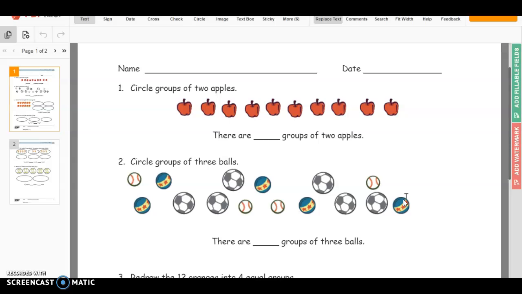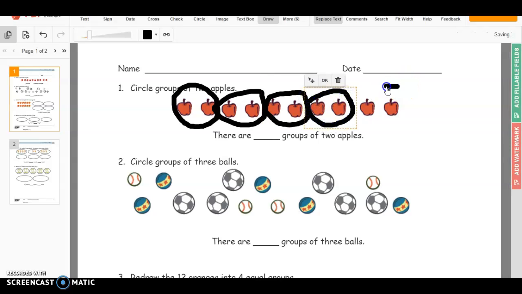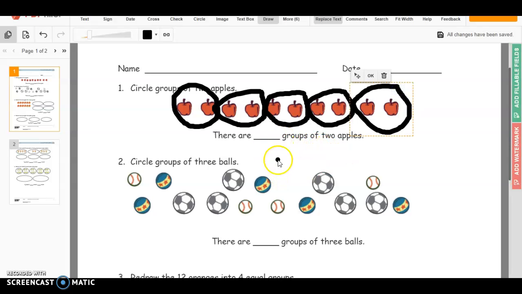groups of 2 apples. So I'm going to go in and I'm going to count 1, 2. Okay, 1 group. 2 groups, 3 groups, 4 groups, 5 groups. There are blank groups of 2 apples. I just counted 1, 2, 3, 4, 5 groups of 2 apples.